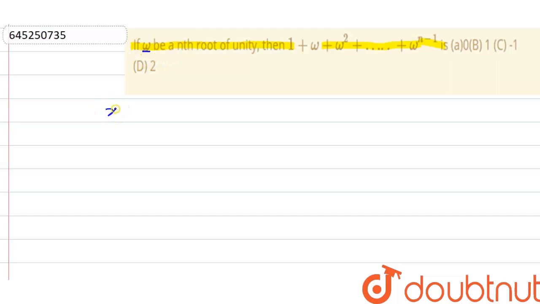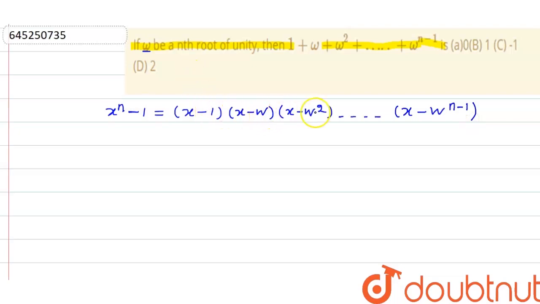That means what I can say, that x to the power n minus 1, this thing can be written as what? X minus 1, because omega is a nth root of unity, into this is what? X minus omega, X minus omega square, dash dash, this is what? X minus omega to the power n minus 1. Now roots is what? 1, omega, omega square, dash dash, omega to the power n minus 1.